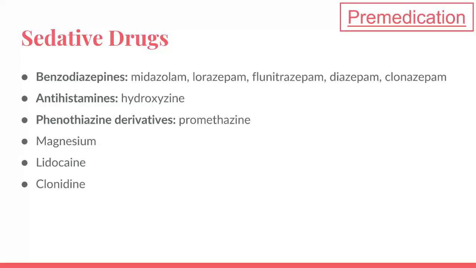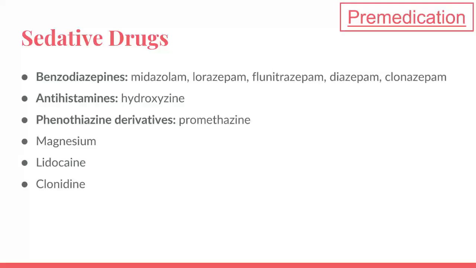Sedative medication plays an important role in pharmacological premedication. The first-line drugs are benzodiazepines such as midazolam, lorazepam, flunitrazepam, diazepam, and clonazepam. In Poland, midazolam is the most commonly encountered. Remember, benzodiazepines are positive allosteric modulators of GABAergic receptors, thus exerting depressive effects on the central nervous system. Besides their sedative and calming effect, they can cause amnesia, which is particularly important for premedication.